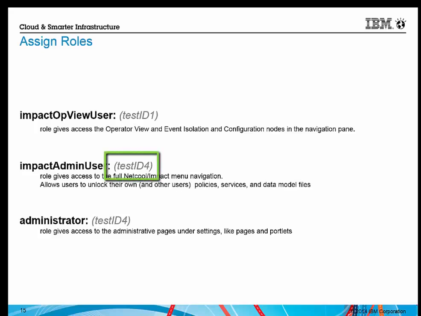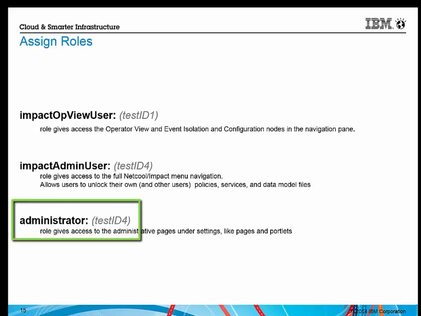And for Test ID 4, who's our operator view administrator, we'll assign Impact Admin User. This role gives access to the full Netcool Impact menu navigation. Users with this role can unlock their own policies, services, data model files, and any files locked by other users. We will also assign Test ID 4 an additional TIP role, Administrator. This role will allow access to the pages and portlets under the Settings node and grant the ability to create, edit, and delete custom pages, portlets, and views.